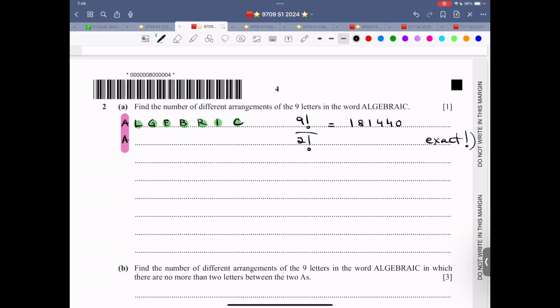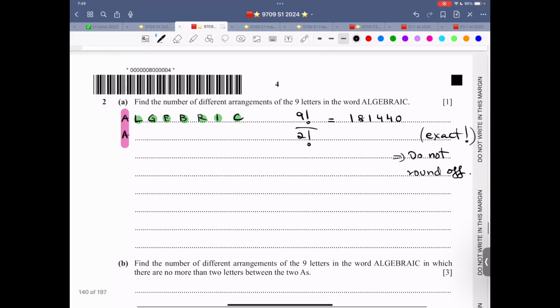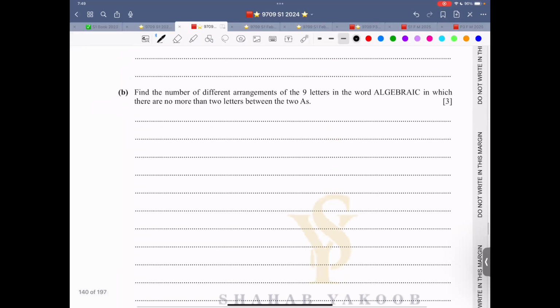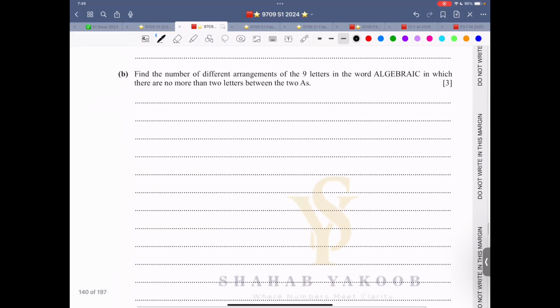Leave the answer in this form. This is exact. Therefore, do not round off. We only round off if the answer is not exact. Be very, very careful. Now, this is for 1 mark. The next one is for 3 marks. The marks are a bit lesser in this one. Find the number of different arrangements of the 9 letters of the word algebraic.